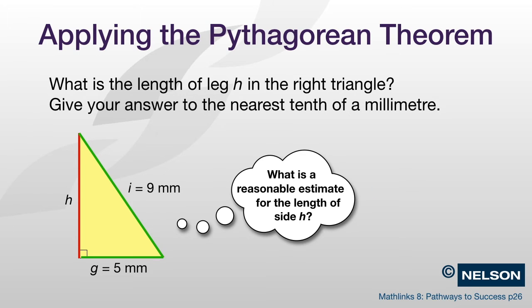Your estimate need not be precise. However, it is important that it is less than 9 millimeters, since side I represents the hypotenuse, the longest side of the right triangle. We can use our understanding of the relationship between the lengths of the sides of right triangles to find the missing length. We will approach this in two ways, geometrically and algebraically.